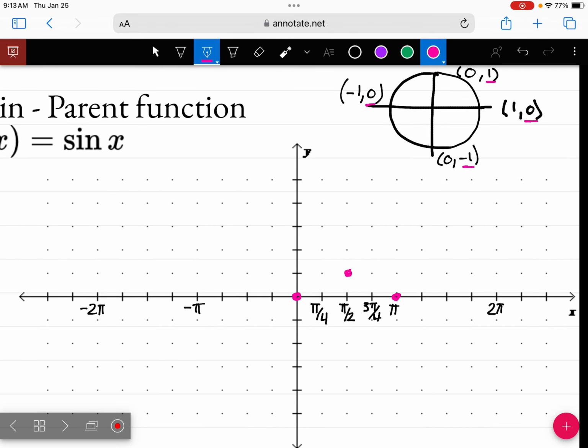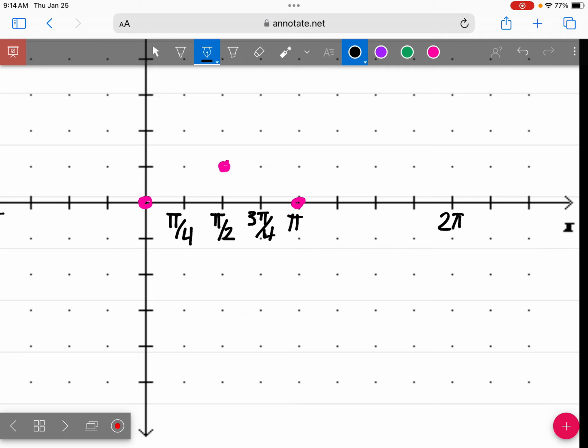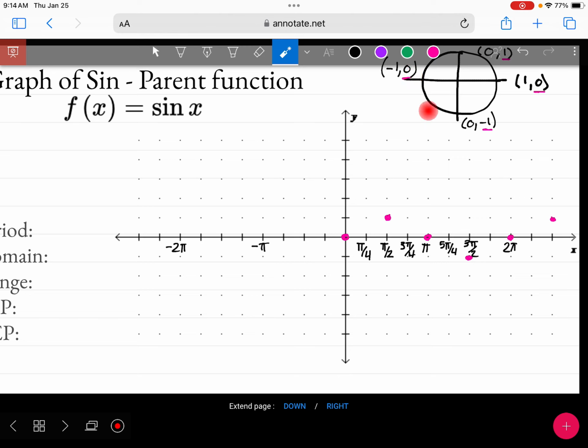Okay, we're going around our circle this way. When my angle is 3 pi over 2, what's my sine? -1. So that means we need our 5 pi over 4, 3 pi over 2. Yeah, so then we're down to -1. And then it goes back to 0, and then it goes up to 1 again, because it goes around and around. All we're doing is changing our angle. The x is our angle. So it's not going to go off to infinity or anything.